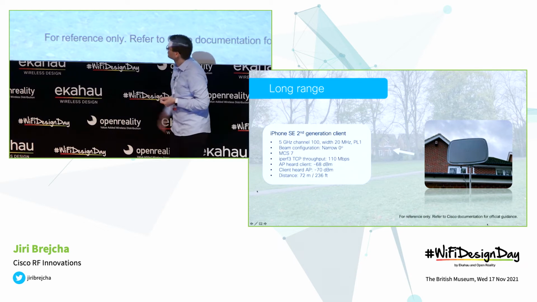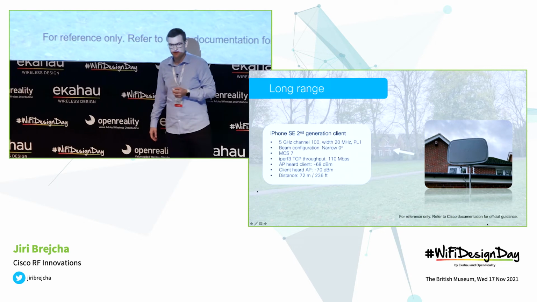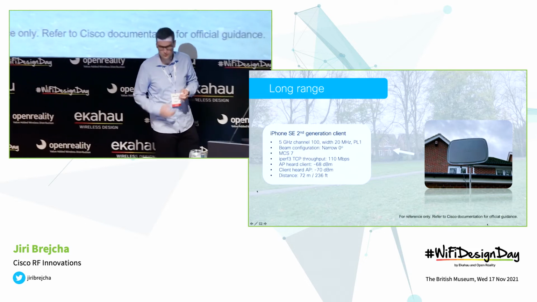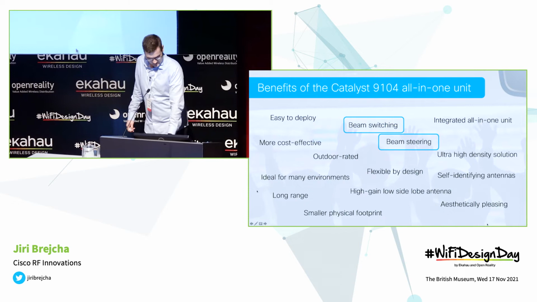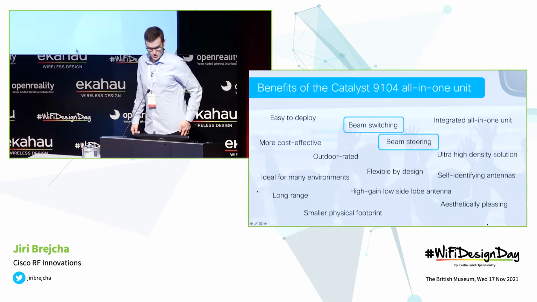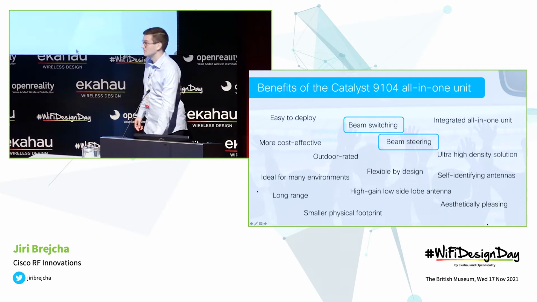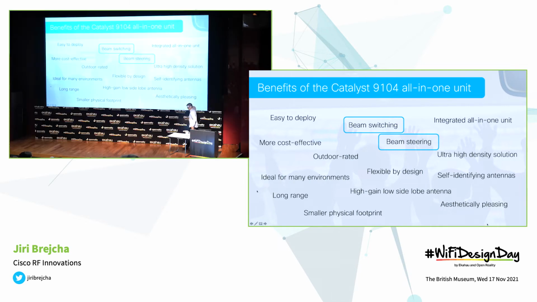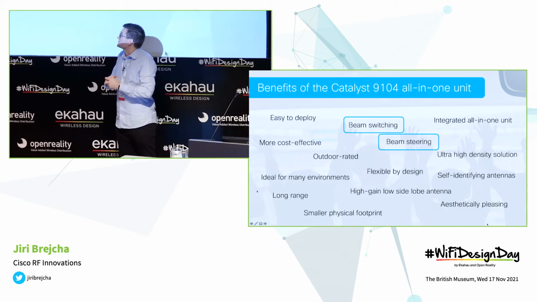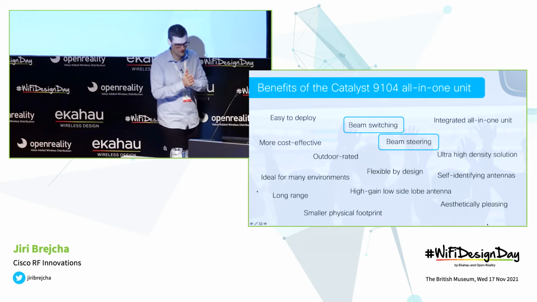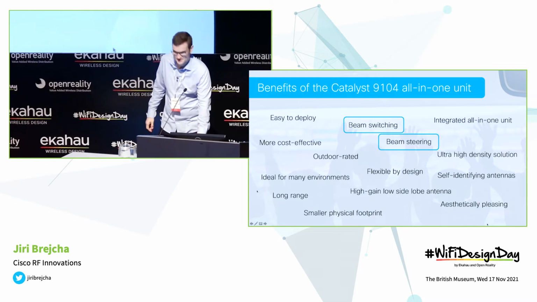I got 100-plus max of TCP/IP throughput. So that was really good. And now the other two benefits. This is actually the very first time we have used beam switching and beam steering in any Cisco product. So I'm really excited to talk about those and tell you more about these two capabilities.